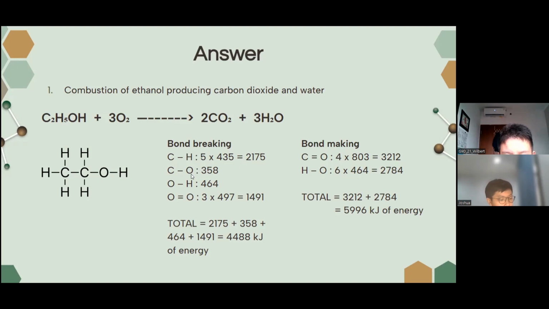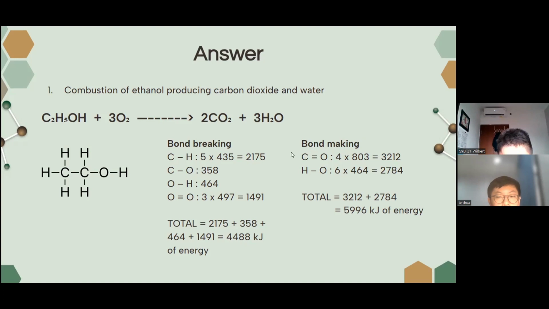CO equals 358. OH equals 464. And OO equals 3 times 497, which equals 1491. So the total is 2175 from CH, plus the CO and the OH, which is 358 plus 464, plus the result of OO, which is 1491, which equals 4488 kilojoules of energy.